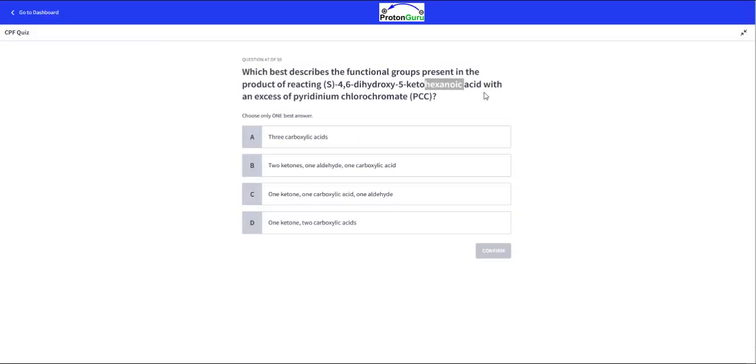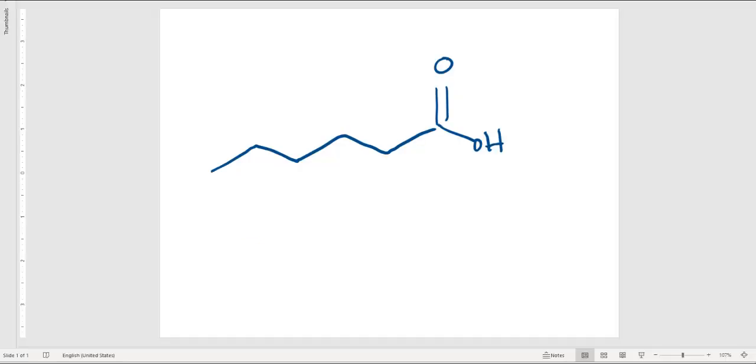Go back to our problem. At the 5 position, there's a ketone. At the 4 and 6 position, there are hydroxys. So 4 and 6, hydroxy, 5 ketone. 1, 2, 3, 4, 5, 6. 6 position and 4 position have hydroxyl groups. 5 position is a ketone. All right, so there is a chiral center here, but the question is asking us about oxidizing this with PCC.